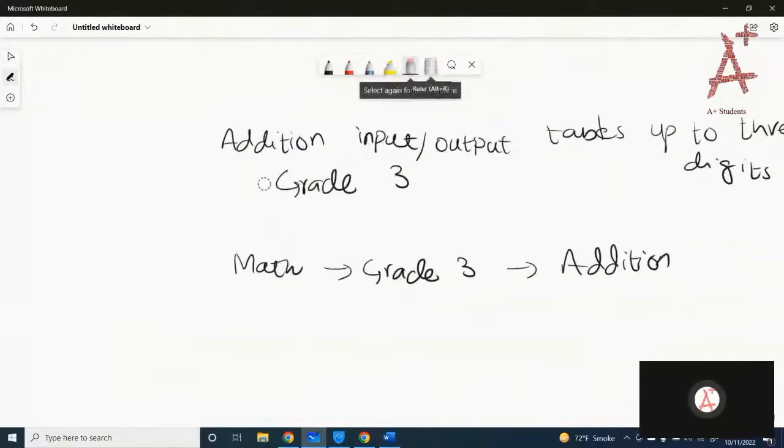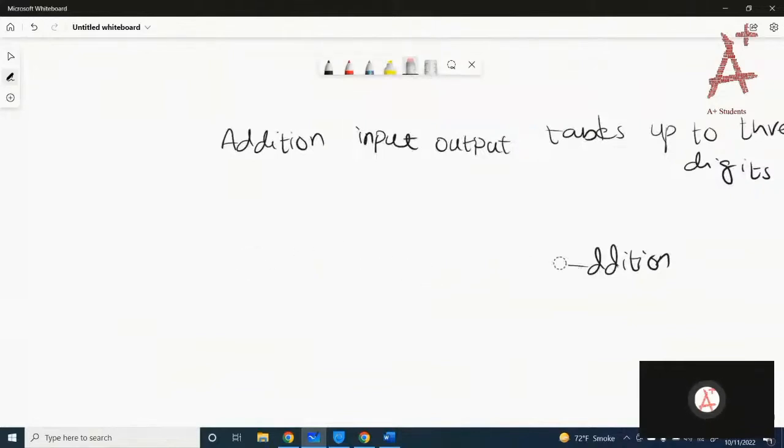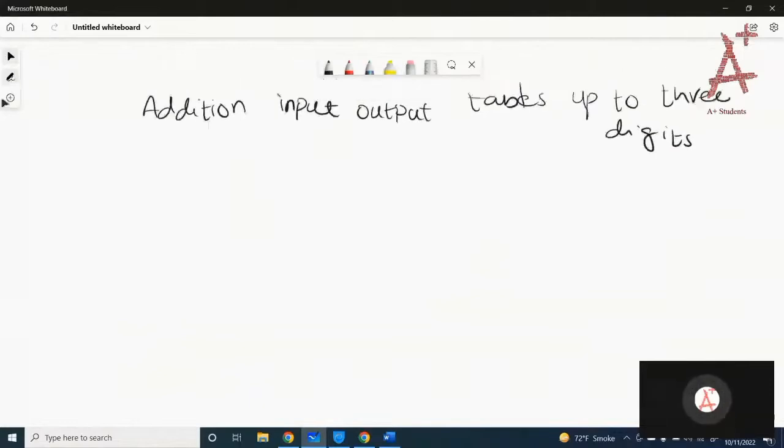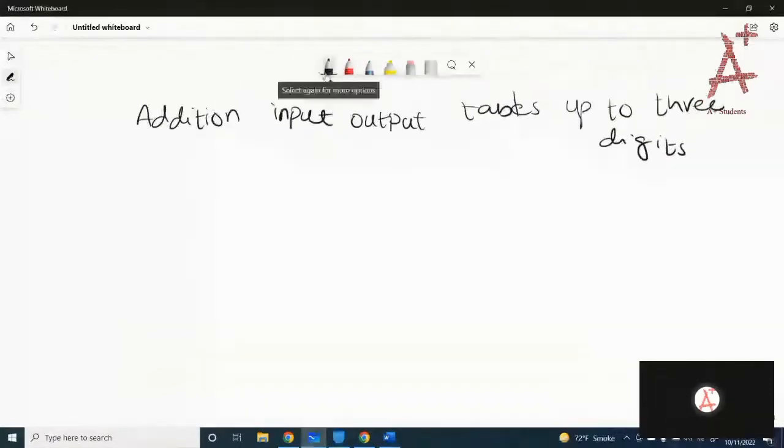You log in there using your email address and password. Then you have to select math from the subject tab and then scroll down to grade 3 maths. And we are working on chapter 2, that is addition. Please find the lesson and let's start with the topic. Okay, so the topic name is addition input output tables up to 3 digits. So let's start with the tables topic.